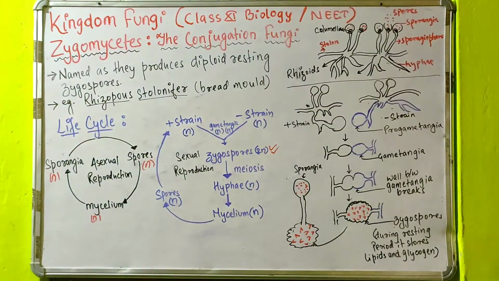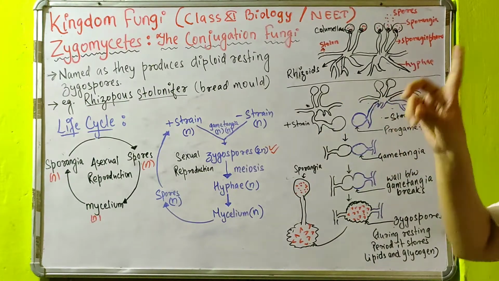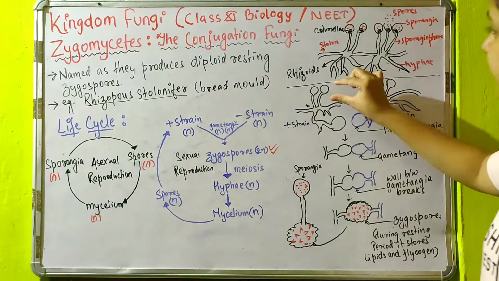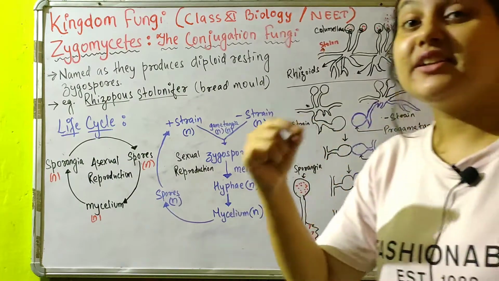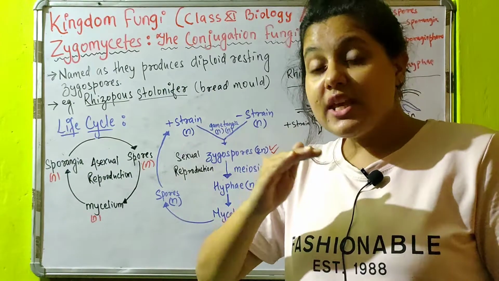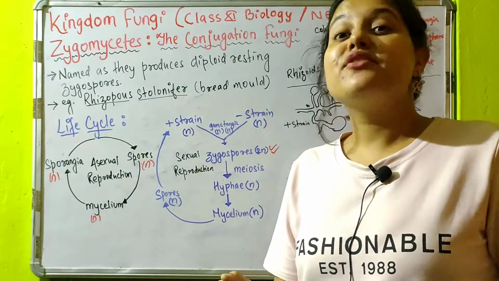Coming to the sexual reproduction part, you see here there are two types of strands, the plus strand and the minus strand. I have drawn these parts in black color, but the bottom part I have made one blue and another black. Why is that? Because they are similar in appearance, but there is a difference in their physiology.